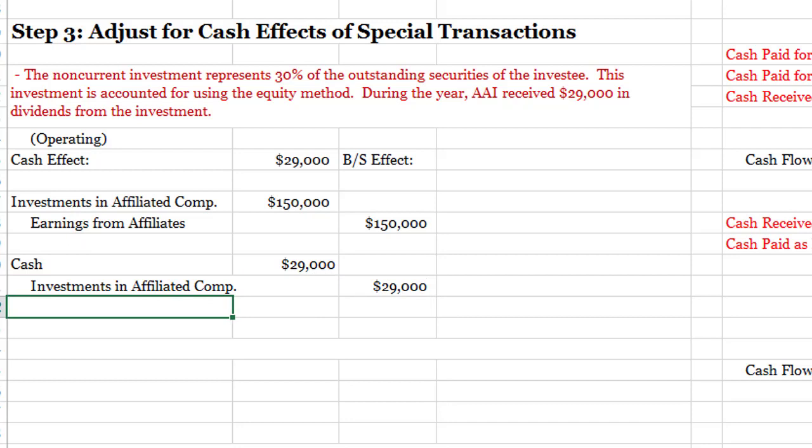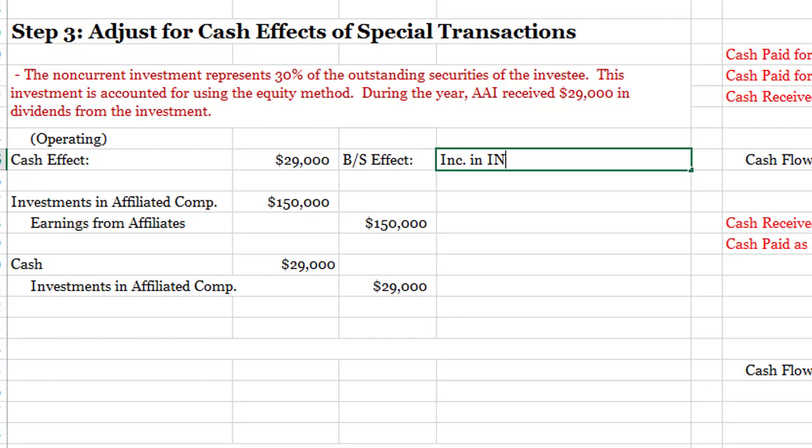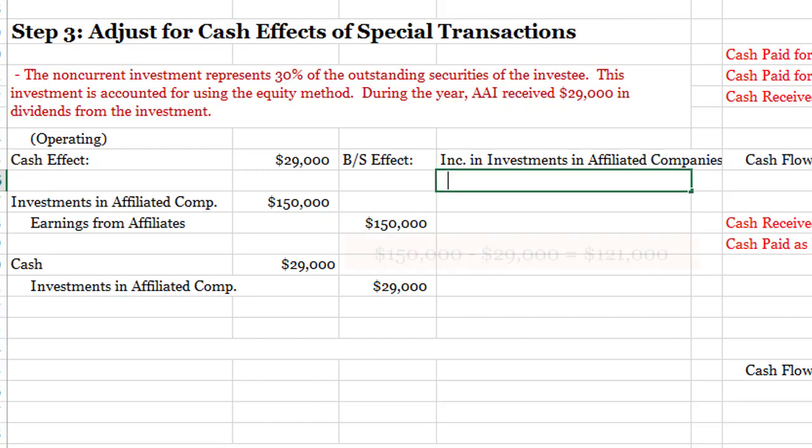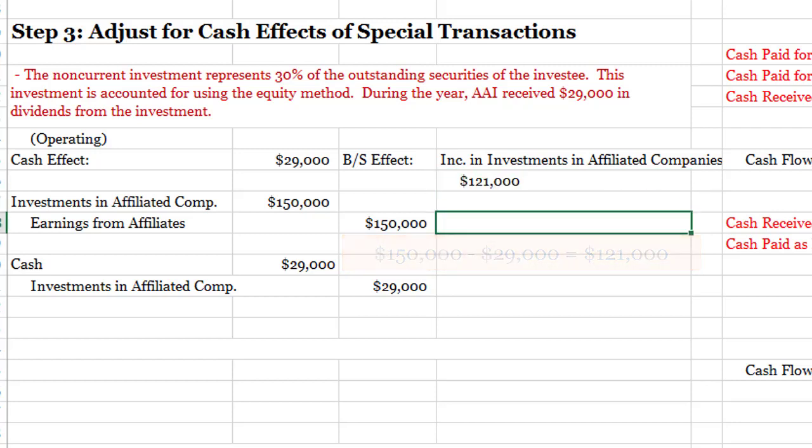Now I can figure out my balance sheet effects. So let's see. The cash effect I've already got, that's the 29,000. Earnings from affiliates is in the income statement. So we've got a debit to investments in affiliated companies and a credit to investments in affiliated companies, leading to an increase in investments in affiliated companies of 121,000. And that's my balance sheet effect. Now, that takes care of my cash effect. It takes care of my balance sheet effect.